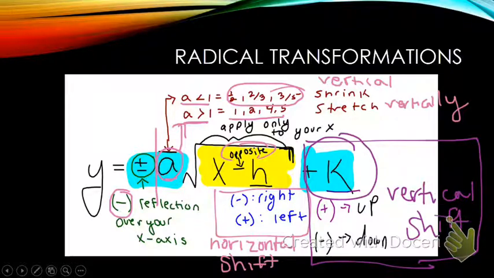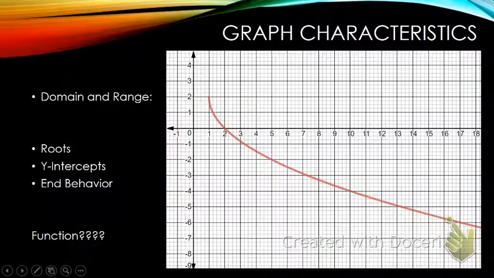Hope that helps. Let's see. Do we have anything else to cover? Yeah, here we go. Getting into the graph characteristics.